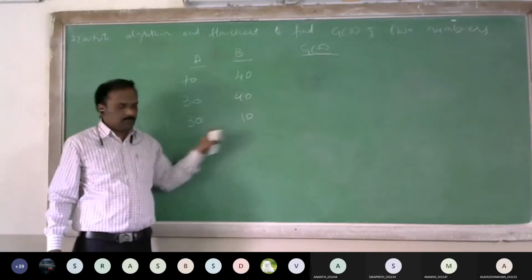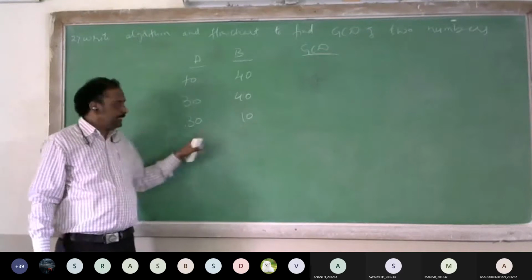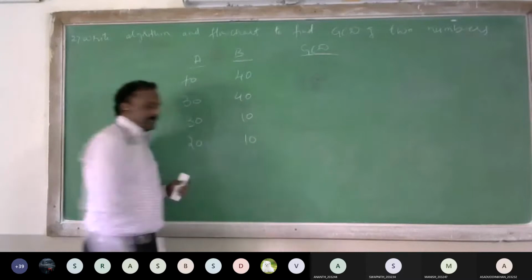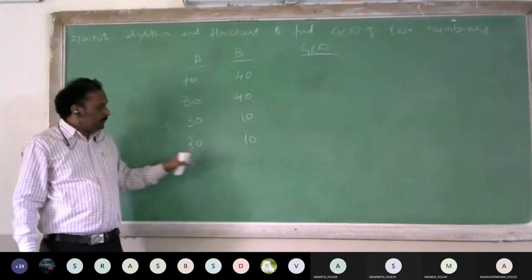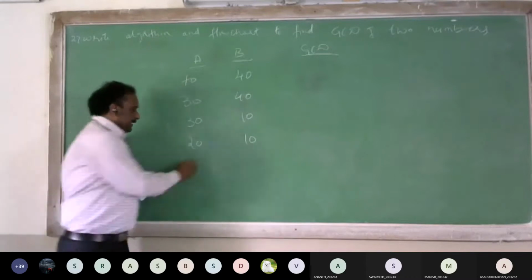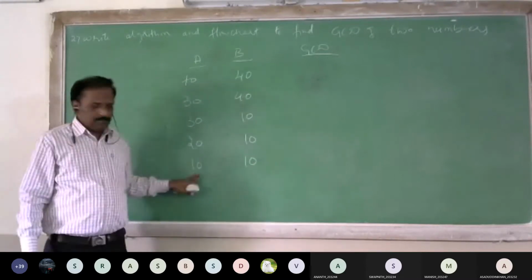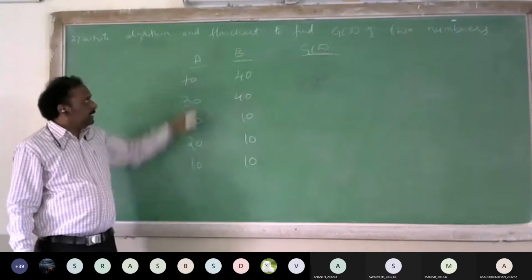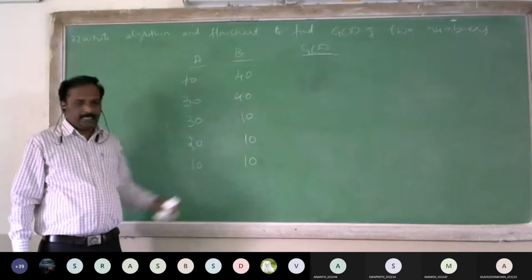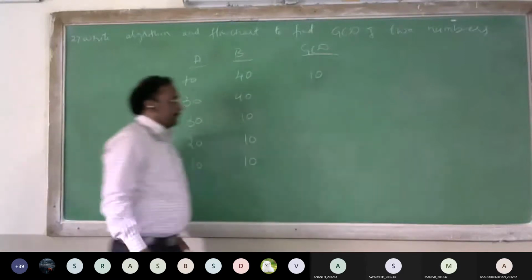Now which is bigger among these two? 30 is bigger. 30 minus 10 is 20, right? Don't change the other value. Now 20 is bigger. 20 minus 10 is 10, right? Don't change this one. When both become the same, you stop and say that the GCD of 70 and 40 is 10.